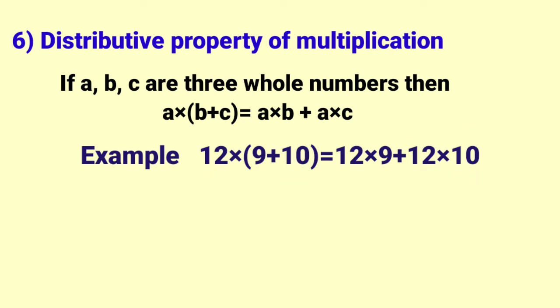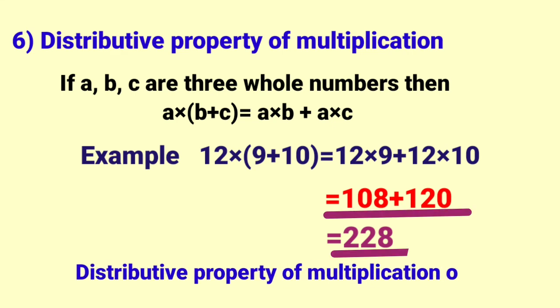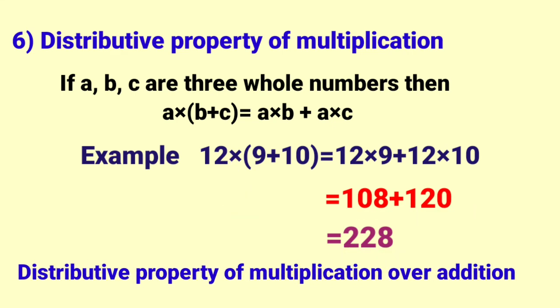Now on multiplication, 12 nines are 108. This side 12 tens are 120. And finally on adding them, result is 228. This is distributive property of multiplication over addition.